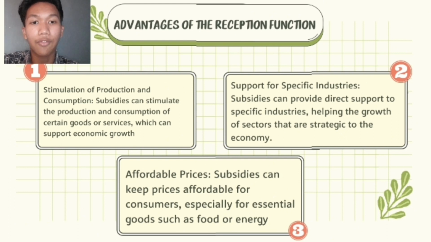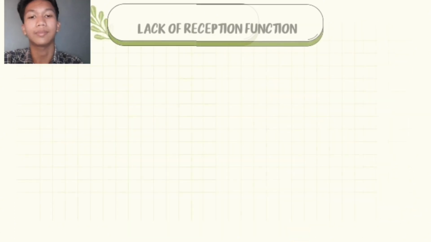Support for specific industry: subsidies can provide direct support to specific industries. And number 3, affordable price: subsidies can keep prices affordable for consumers, especially for essential goods such as food or energy.